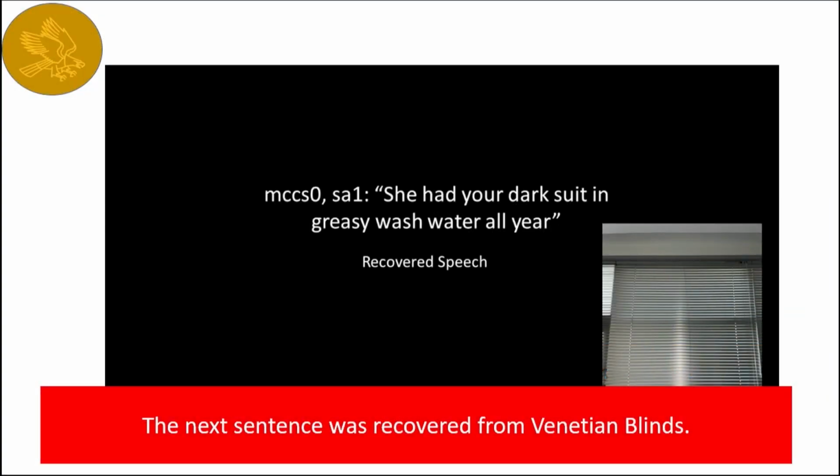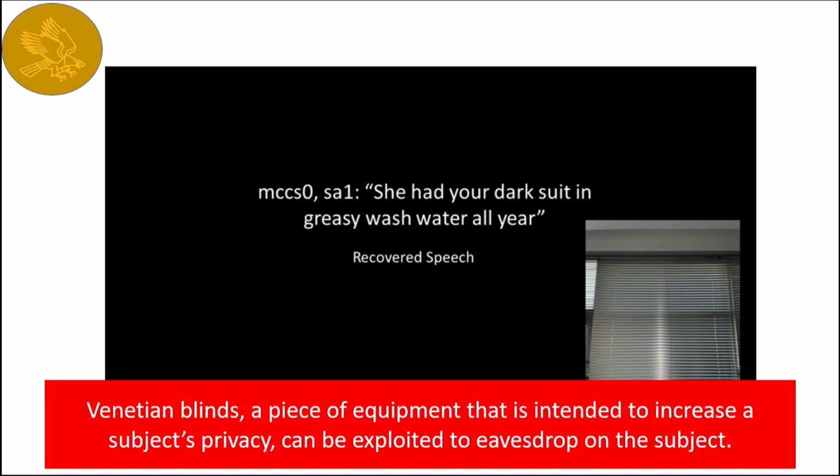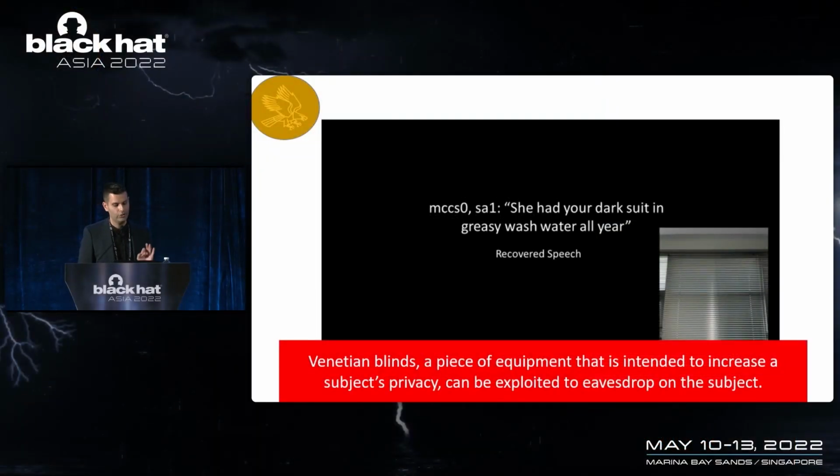Okay, hopefully you were able to hear it, and take into account that Venetian blinds are basically a piece of equipment that is intended to increase a subject's privacy. However, since they share the same characteristics of being lightweight and shiny, they can be exploited to recover speech from a subject. Basically risking the privacy of a subject rather than increasing it.